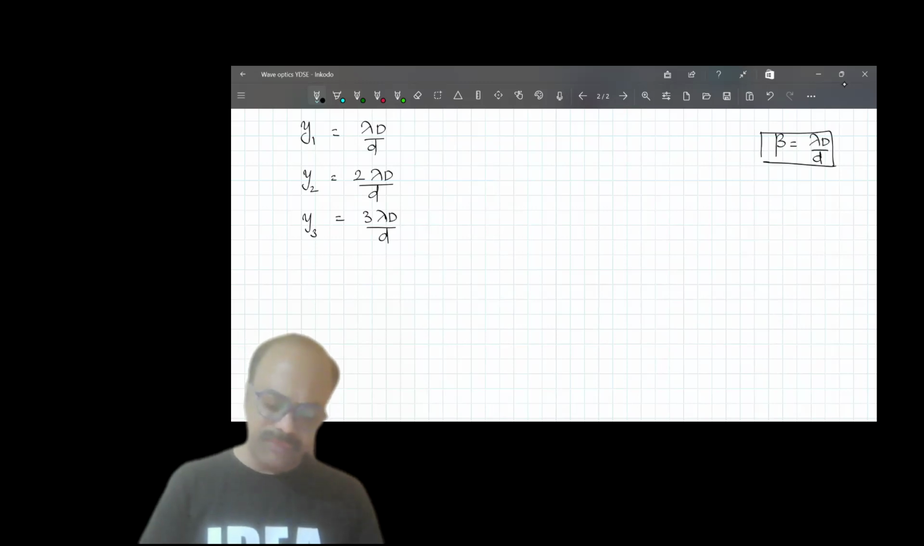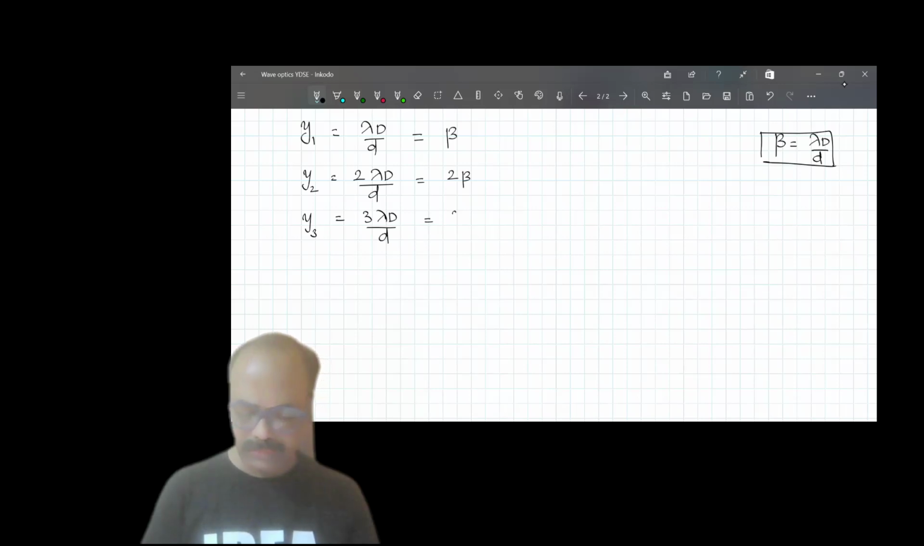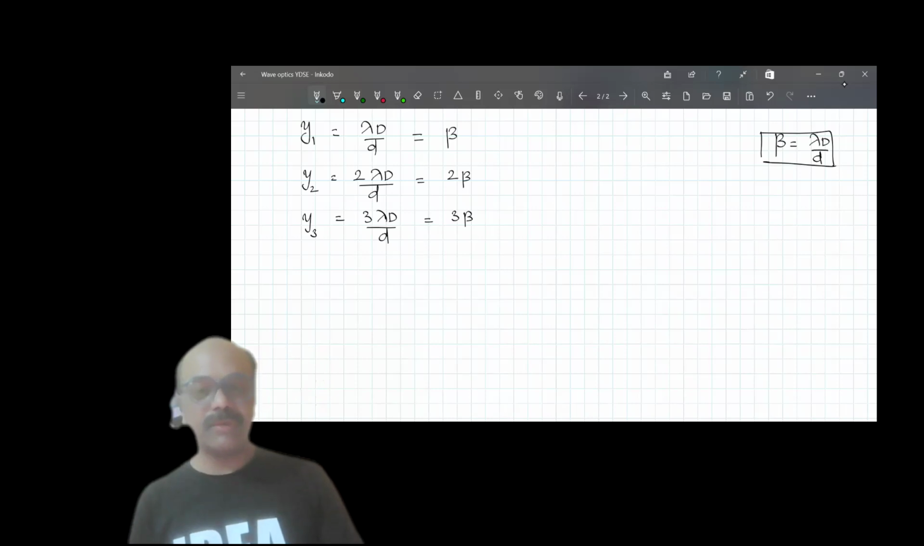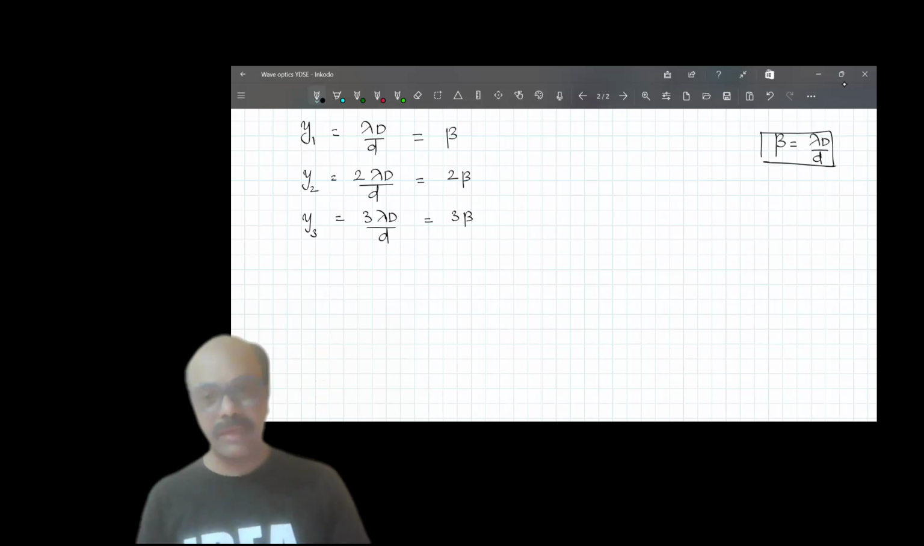Now, if you take the difference, the first bright fringe is nothing but 1 beta. Second bright we call 2 beta. Third bright we call 3 beta. So whenever they ask for the 10th bright, we can write directly 10 times beta.